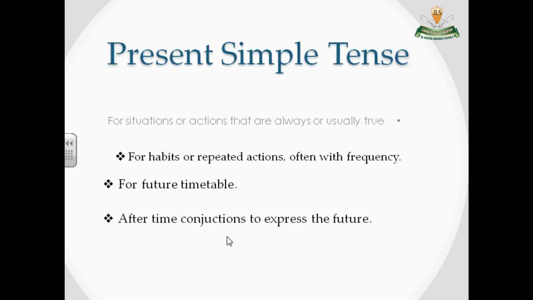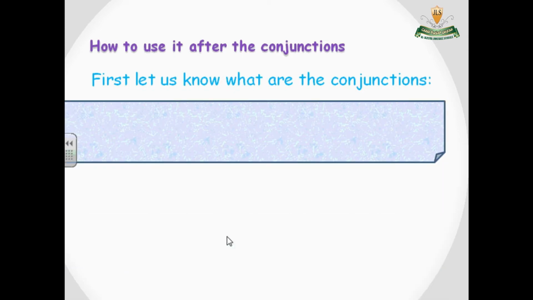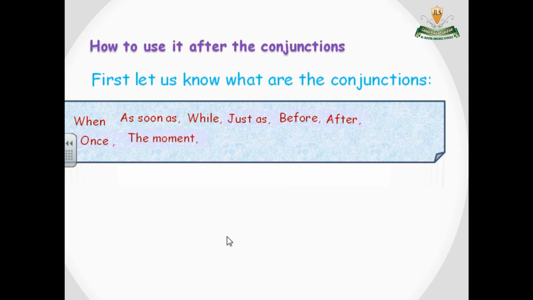What are the conjunctions which we are going to use? First, let us know what the conjunctions are: when, as soon as, while, just as, before, after, once, the moment, by the time, until. Now you're going to say, "Miss, we are using these in the perfect." Yes, I know that you use them in the perfect, but today we are going to study that we use them with the present simple tense to express something in the future also.